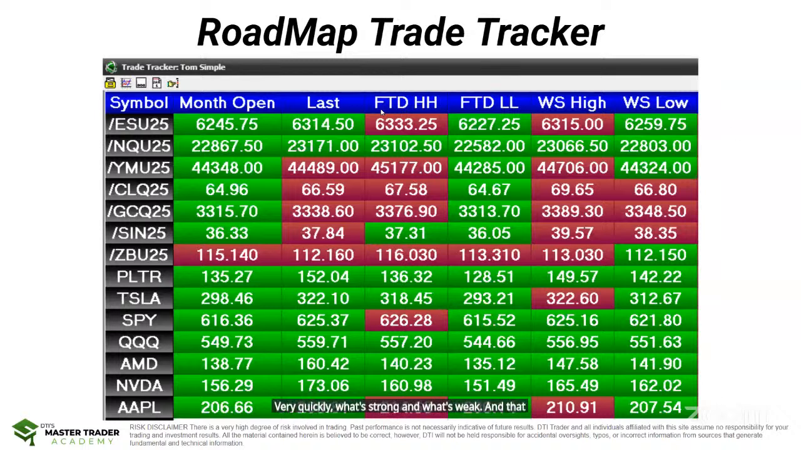And that FTDHH and FTDLL, that's the high and low from the first 3 trade days of the month. The WS, high and low, that's that week start. So essentially Monday, high and low. This incorporates all of those insights into one single feature.